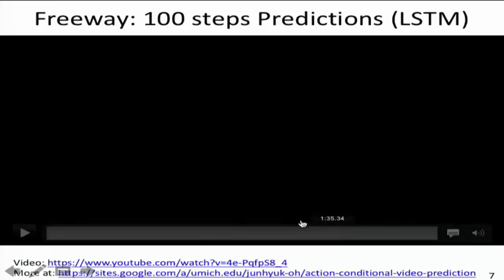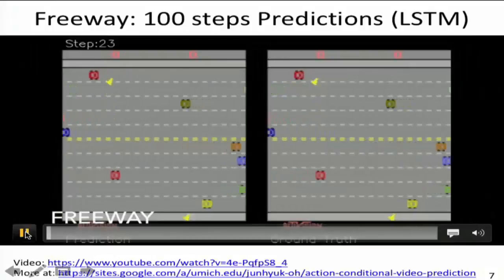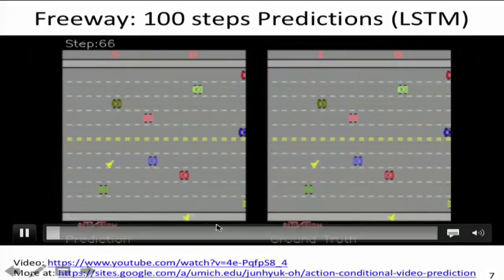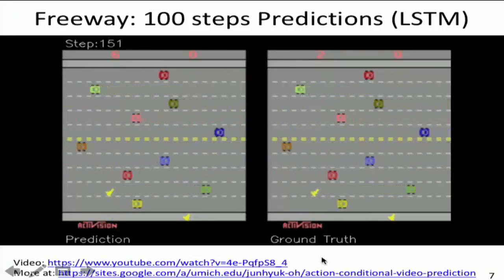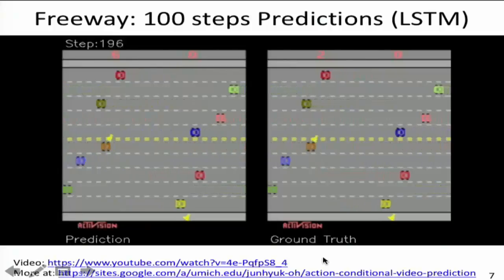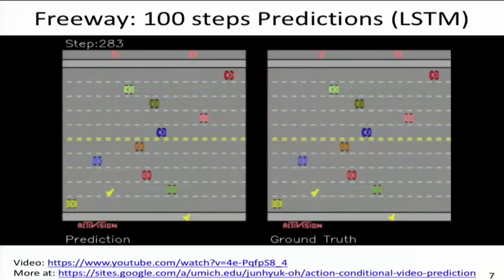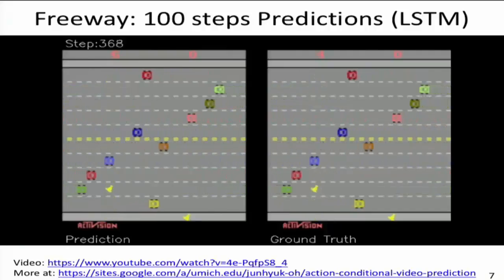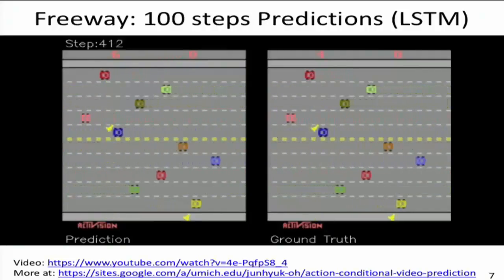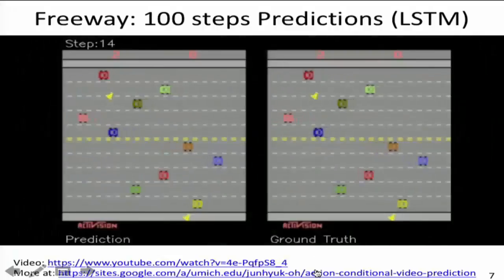I'm going to show you some example video predictions for these Atari games, which are quite popular as reinforcement learning benchmarks. This game is called Freeway, and I'm showing the prediction on the left side and the ground truth on the right side. The algorithm is given the exact sequence of actions that the agent takes, and it is just trying to make a prediction. You can think of this deep architecture as a kind of simulator. It turns out that it's making really good predictions for this game.